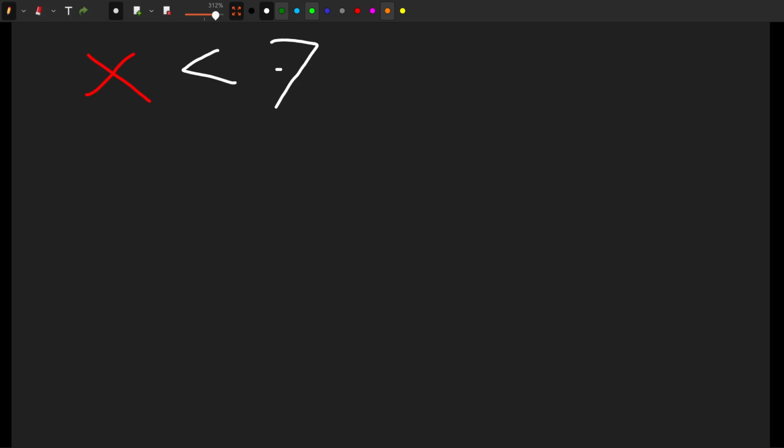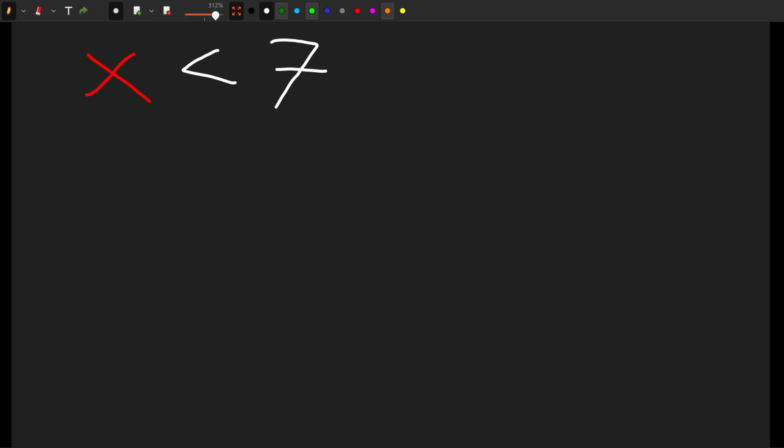All right, we have one more equation to go through. I'm going to just jump to a new page here. Our last equation is going to be x is less than 7. That's tricky. X is less than 7. How do we graph that?